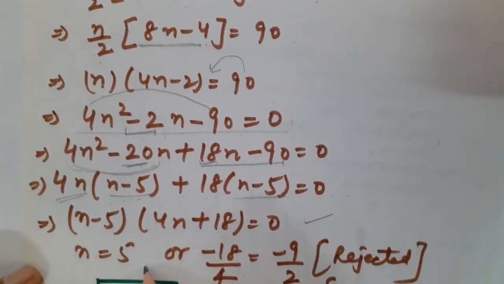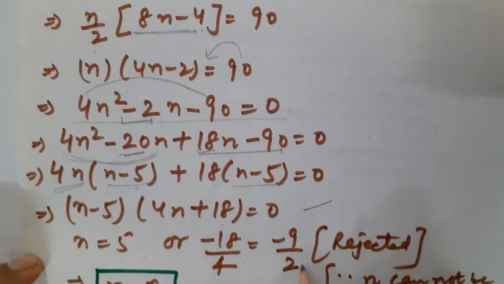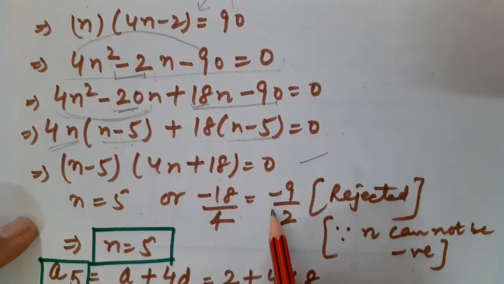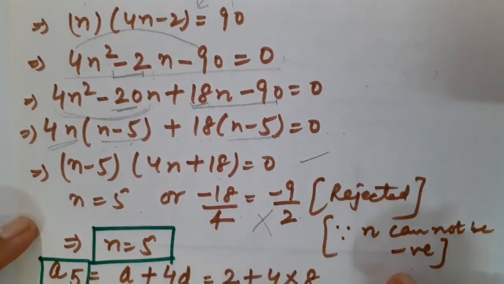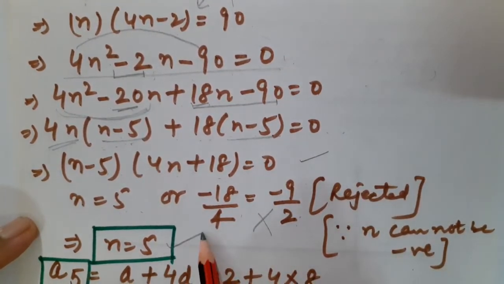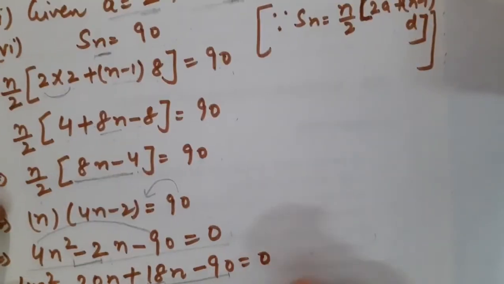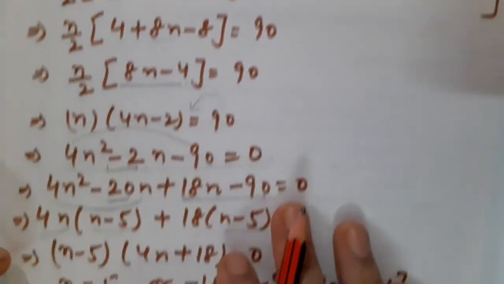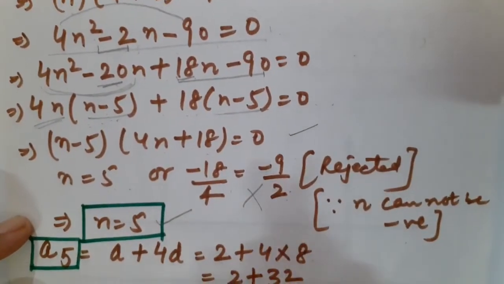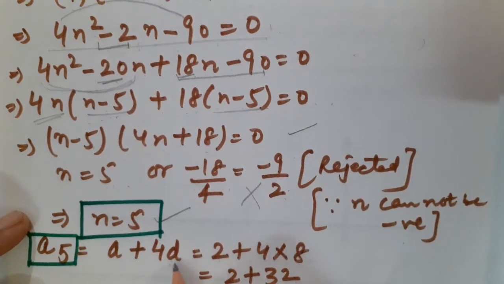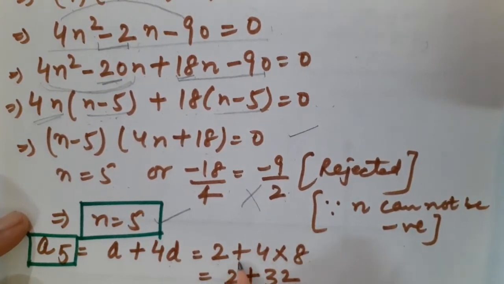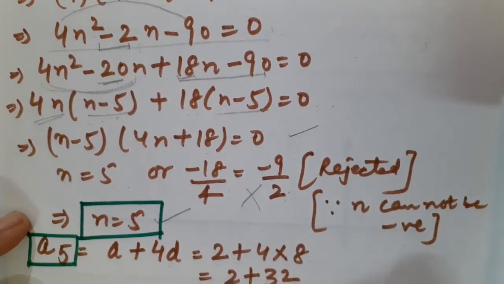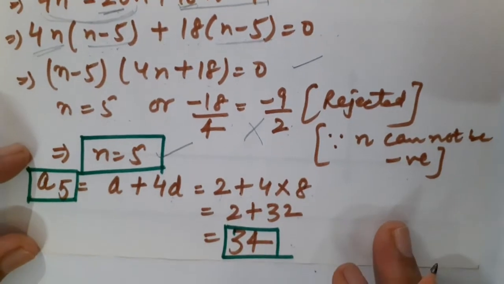So either n is equal to 5 or n is equal to minus 9 by 2. Children, but you know that the number of terms can never ever be negative. So minus 9 by 2 will be considered as a rejected value. So this is n is equal to 5. Fine. We basically wanted to calculate the nth term also, meaning a5 also. Formula you know. Using the generalized form we can write it like a plus 4d. What is a? 2 plus 4 into what is d? d is the common difference given in the question. So this is 2 plus 32 is equal to 34. Correct, students?